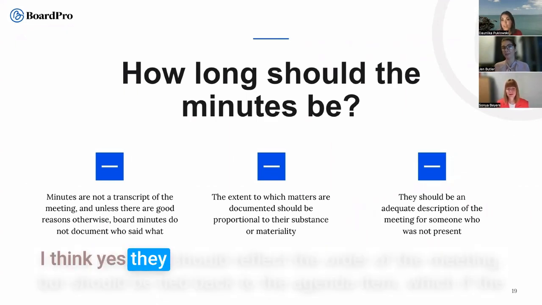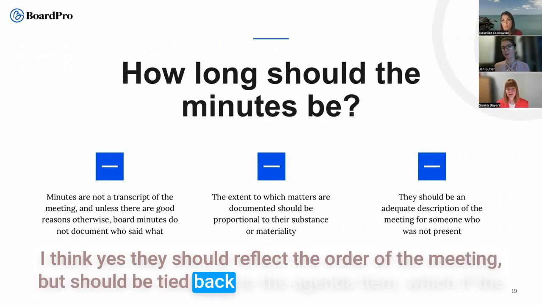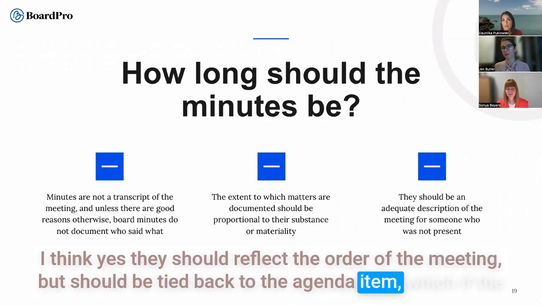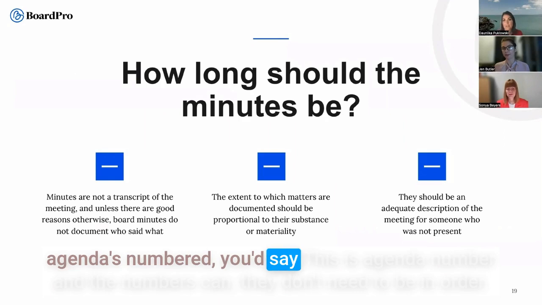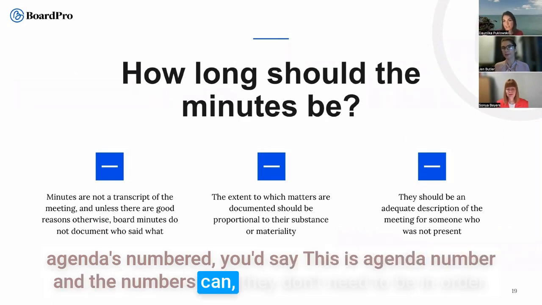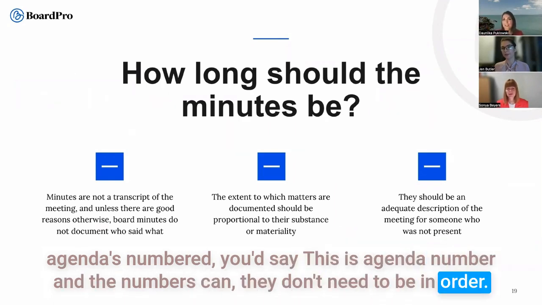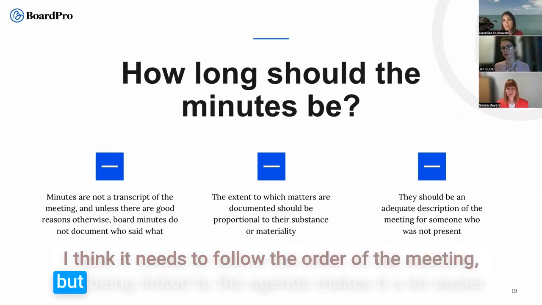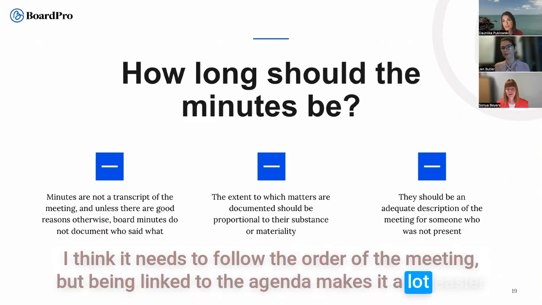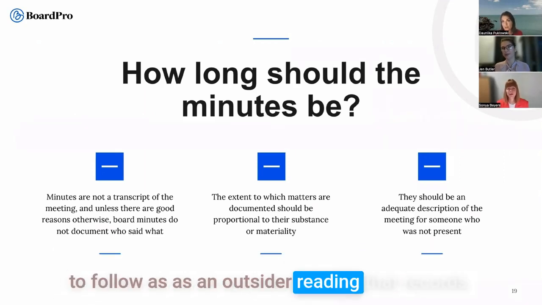I think, yes, they should reflect the order of the meeting, but should be tied back to the agenda item, which, if the agenda's numbered, you'd say this is agenda number, and the numbers don't need to be in order. I think it needs to follow the order of the meeting, but being linked to the agenda makes it a lot easier to follow as an outsider reading the records.